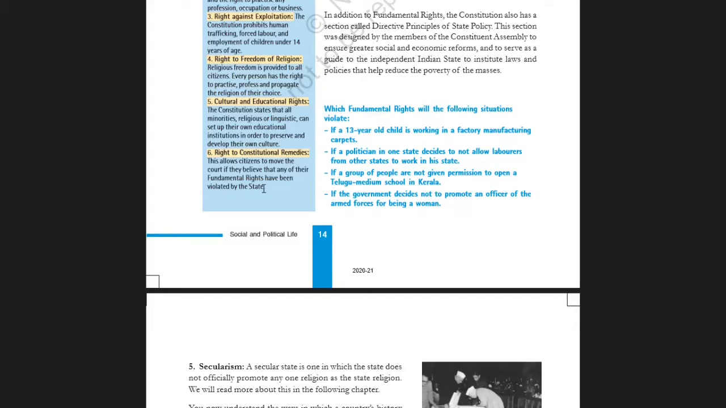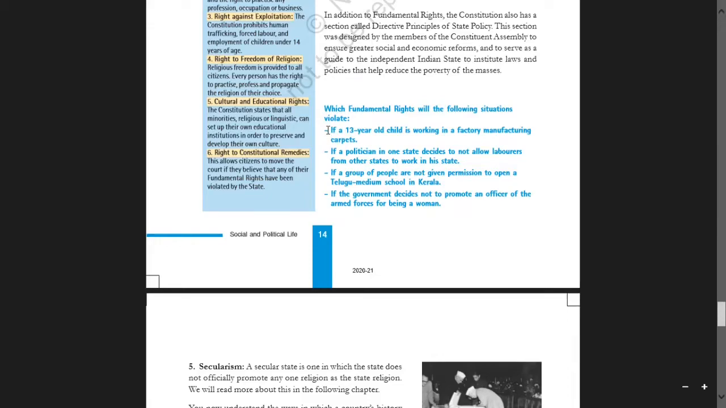So, boys, let's see the last part of this page number 14. Some questions have been given here. Which fundamental rights will the following situation violate? You practice it yourself, and in the Google Meet class, I may ask these questions again, and you must be able to answer them. You practice it.